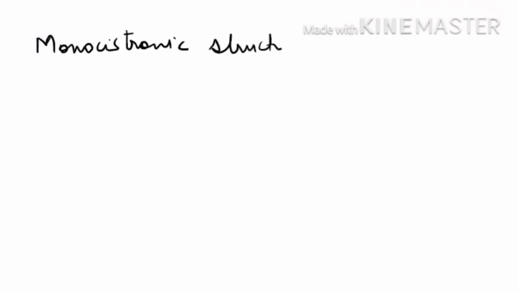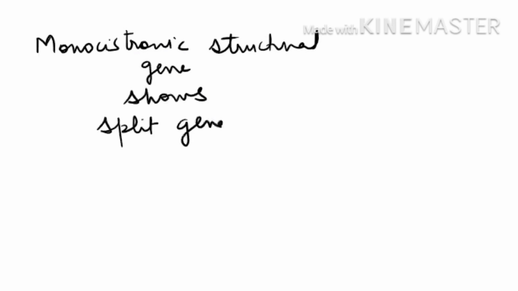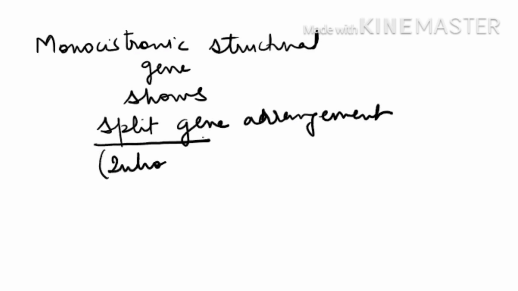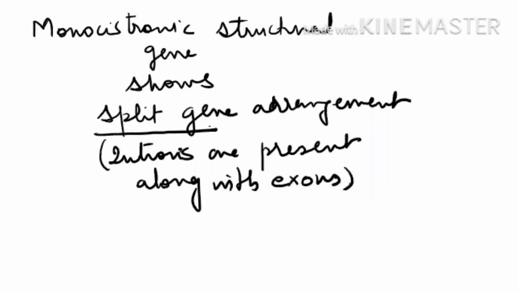Monocistronic structural gene shows split gene arrangement. Now, what do you mean by the term split gene? Split gene means introns are present along with exon. So this is a feature of the monocistronic structural gene, that they are showing split gene arrangement, which is not present in the polycistronic structural gene. Means prokaryotes don't have a split gene arrangement.